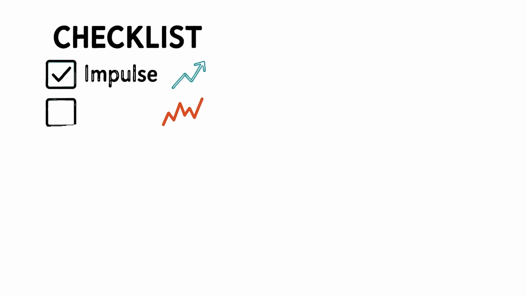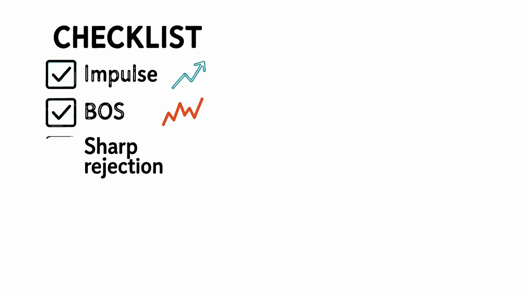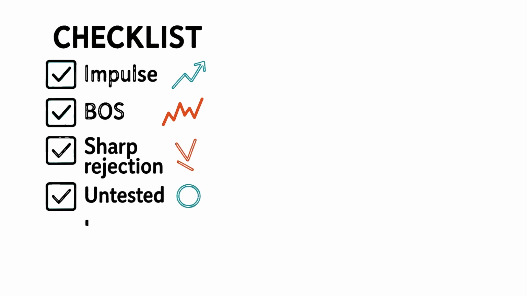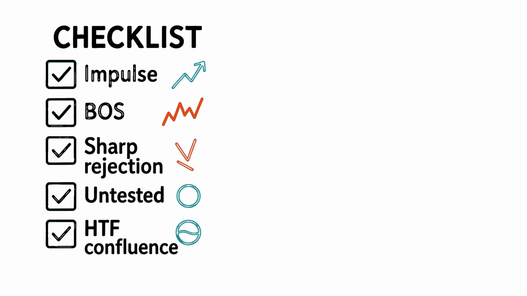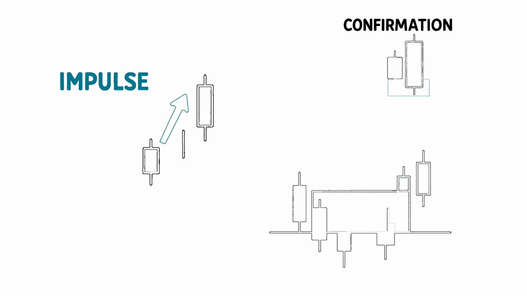Chapter 3. How to spot a high-quality zone. Let's turn you into a forensic chart detective. A high-quality zone should have these 5 things. A strong impulse move away. A clear break of a recent structure. A fast rejection from the area. Minimal retests. A higher time frame confluence.